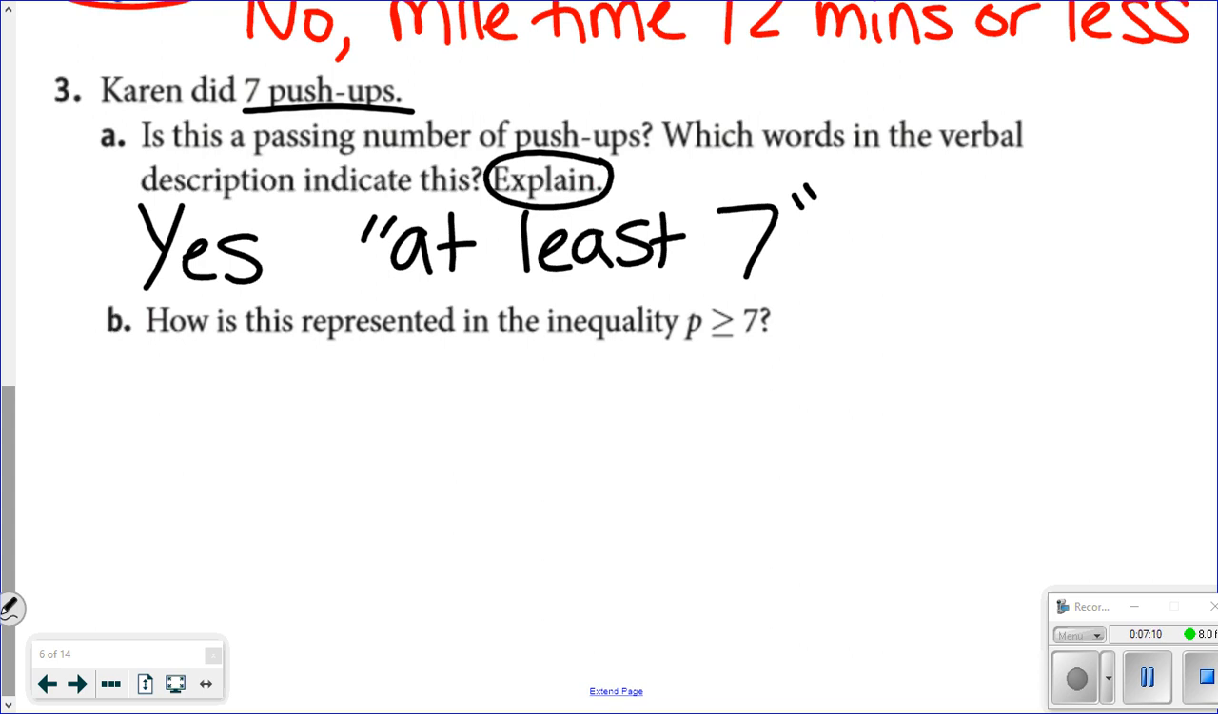But how is this passing number of push-ups represented in this inequality right here? Well, if I look at my symbol, this is greater than or equal to. So this right here is really important. This line underneath, that means or equal to. So this symbol tells us that 7 is an answer. We can include 7 as a solution.